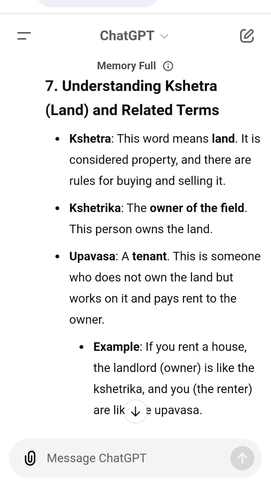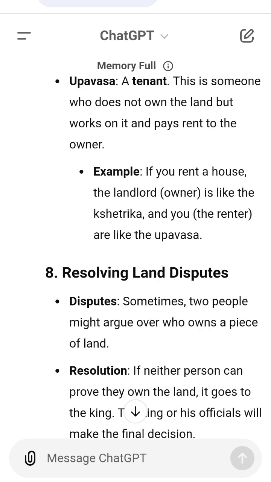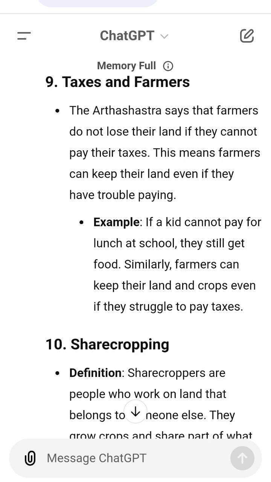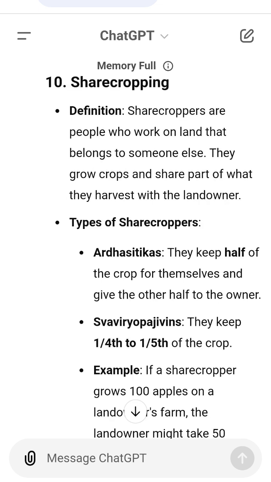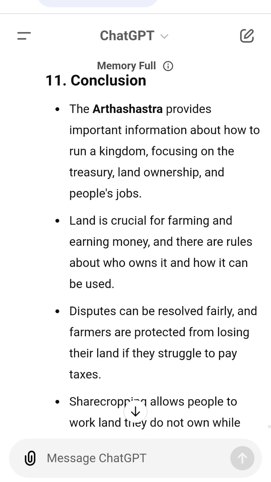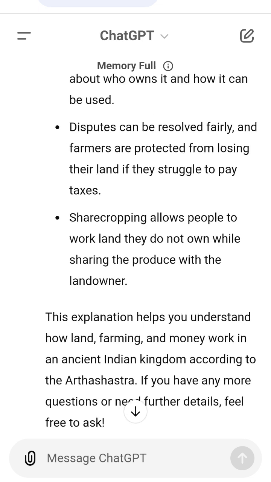Conclusion. The Arthashastra provides important information about how to run a kingdom, focusing on the treasury, land ownership, and people's jobs. Land is crucial for farming and earning money, and there are rules about who owns it and how it can be used. Disputes can be resolved fairly, and farmers are protected from losing their land if they struggle to pay taxes. Sharecropping allows people to work land they do not own while sharing the produce with the landowner. This explanation helps you understand how land, farming, and money work in an ancient Indian kingdom according to the Arthashastra.